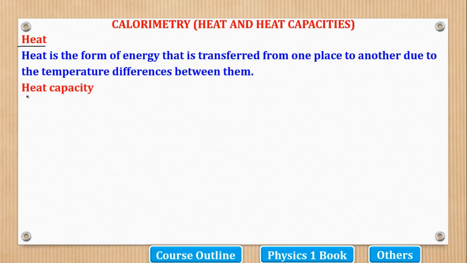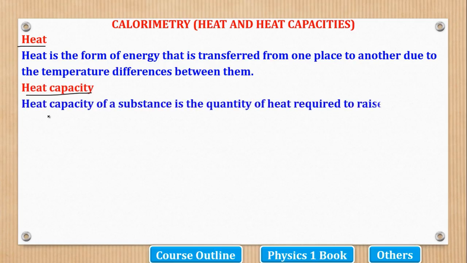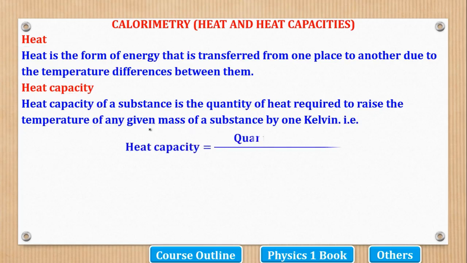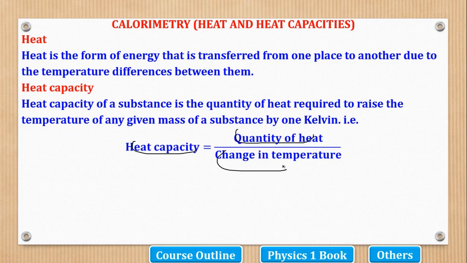One is heat, the second one is heat capacity. The heat capacity of a substance is the quantity of heat required to raise the temperature of any given mass of a substance by 1 Kelvin. Heat capacity can be given by the formula: heat capacity is equal to quantity of heat over change in temperature.